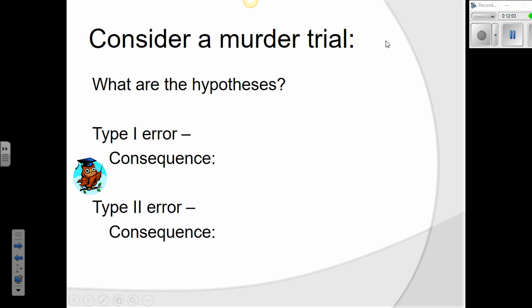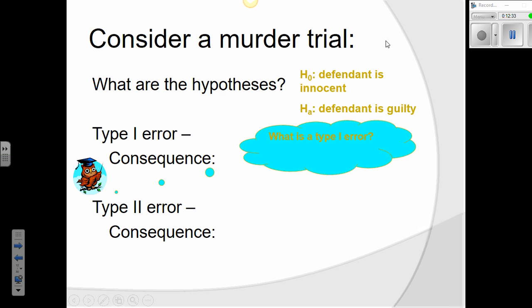So consider your murder trial. What are the hypotheses? We just quickly talked about them, right? H0 is you're innocent or not guilty, basically, right? HA is the defendant is guilty. Not guilty versus guilty. You guys remember us talking about this in the very beginning of chapter 9? How much evidence is enough evidence? Overwhelming evidence. But sometimes you can make a mistake, right?